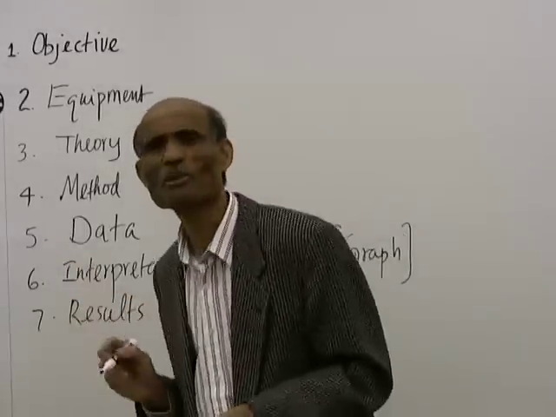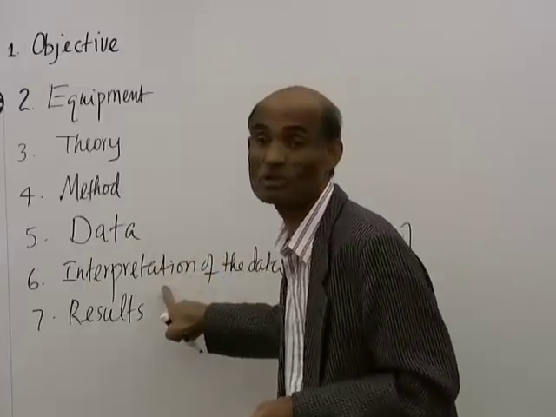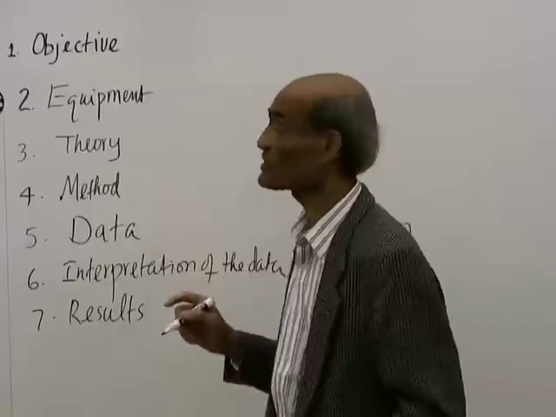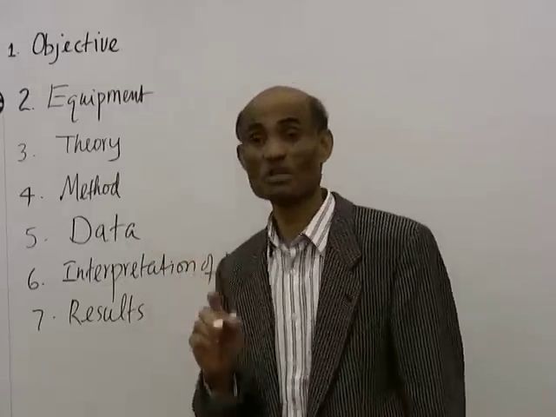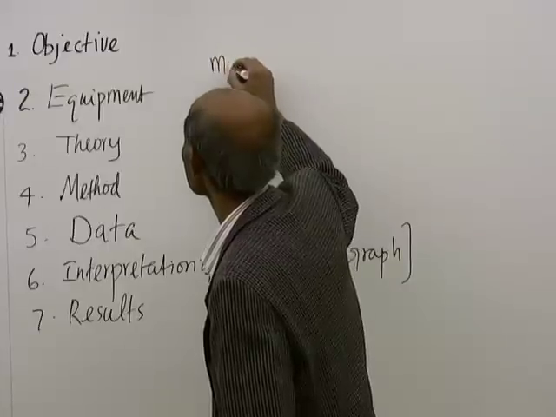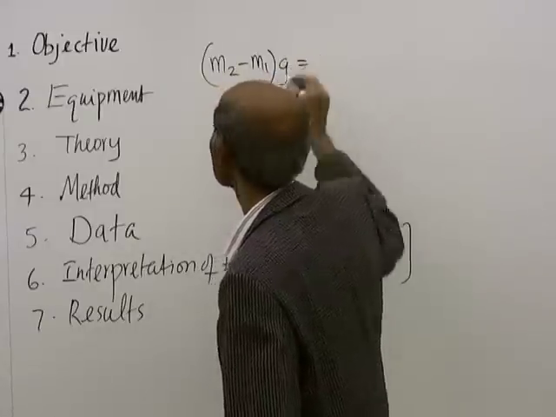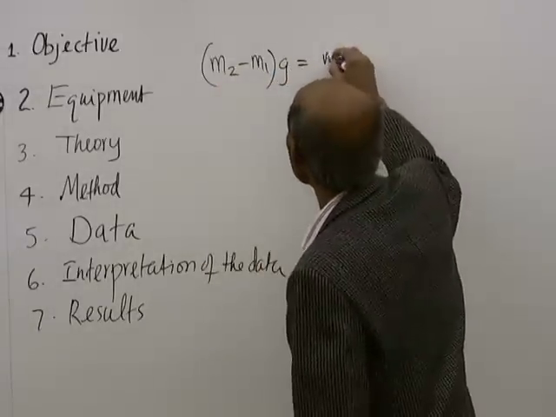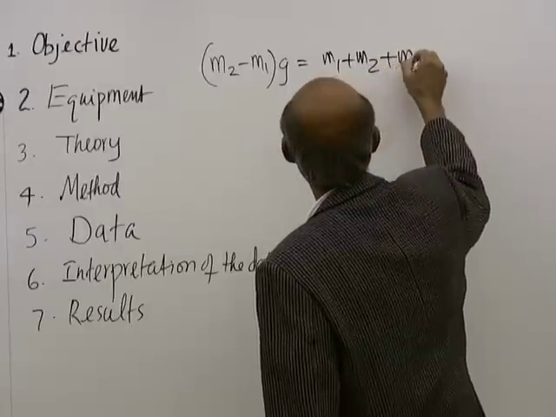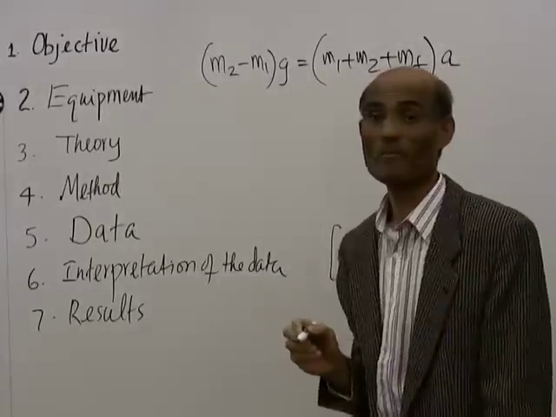Now, this is very commonly misunderstood by students. For example, in the interpretation, you obtain the slope of the graph. Let me give you an example. In this particular experiment, your equation is going to read like this: (m2 minus m1) times g equals (m1 plus m2 plus mf) multiplied by a.